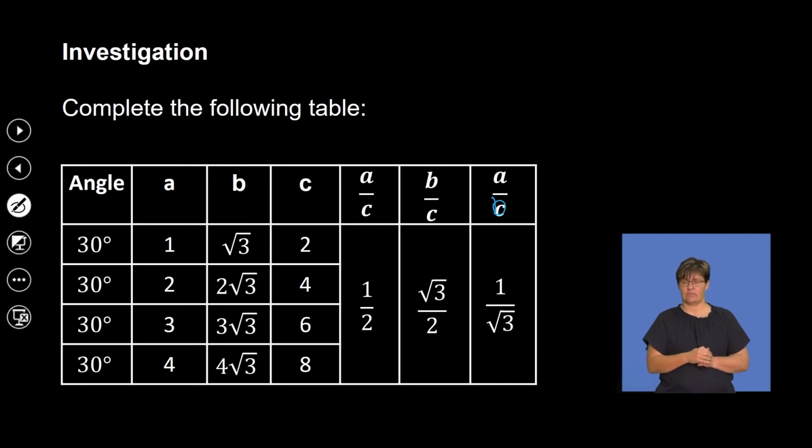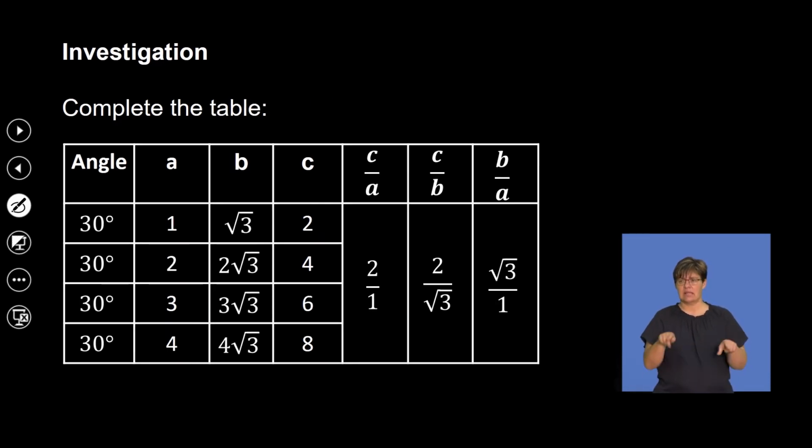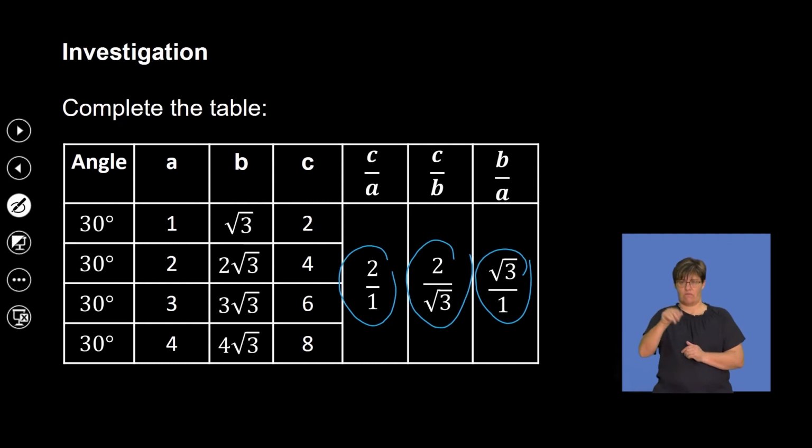Apologies for that. And then you can also see that the second table that I said you need to complete is just the reciprocal of what we have, right? So it's tip and times. The numerator swaps with the denominator. Hence, it's 2 over 1, 2 over root 3, and root 3 over 1.